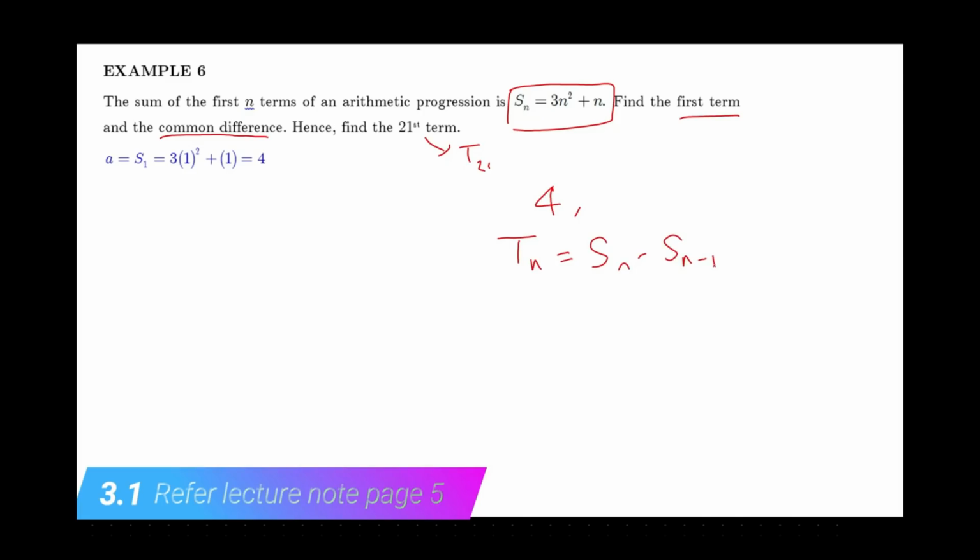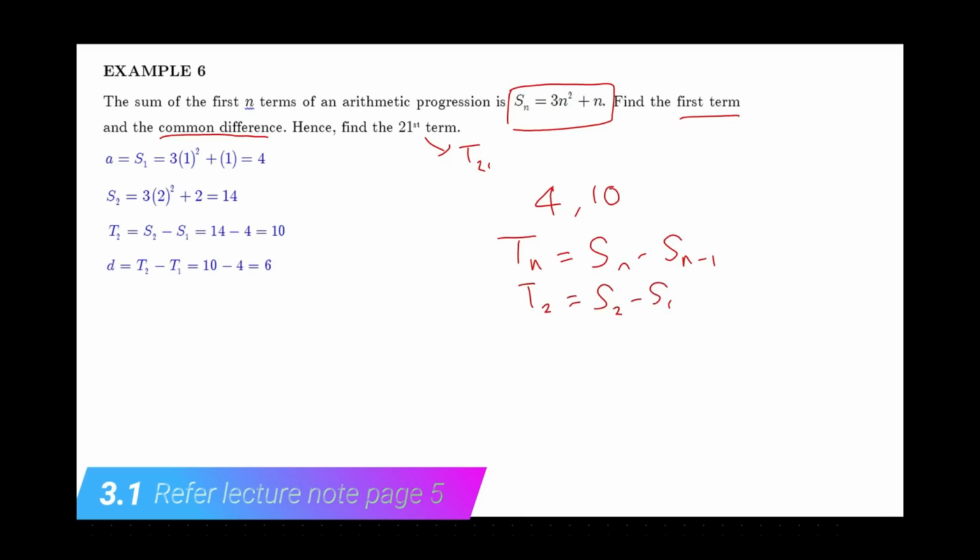So we have S1. Now to get T2 here, we obviously need S2 and S1. So we have to find S2. To find S2, we substitute our n with 2 in our Sn equation. And to get 14, then T2 is equal to 14 minus 4, which is 10. So now, in our sequence, we have the second term as 10. So the common difference will be 10 minus 4, which is 6.